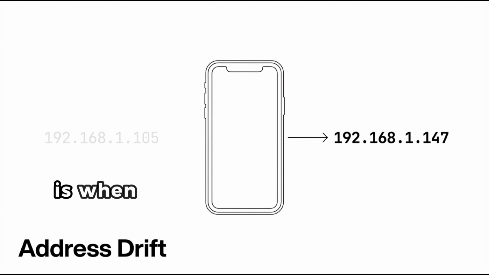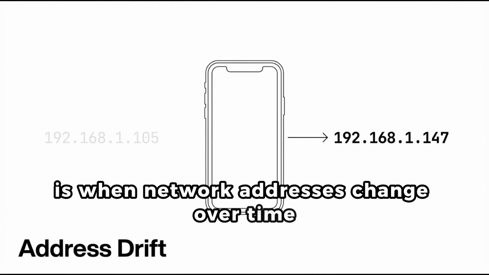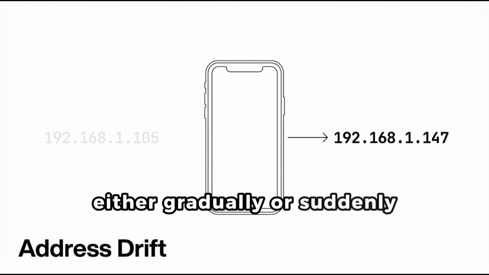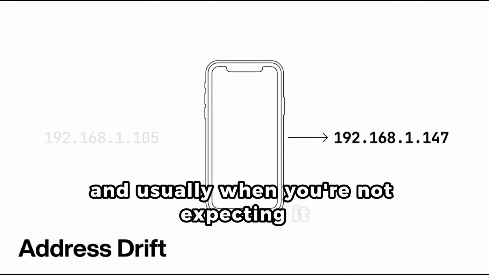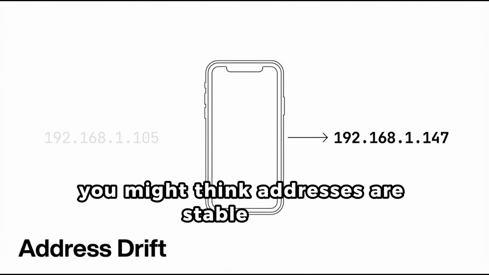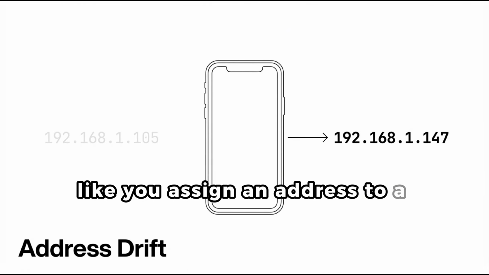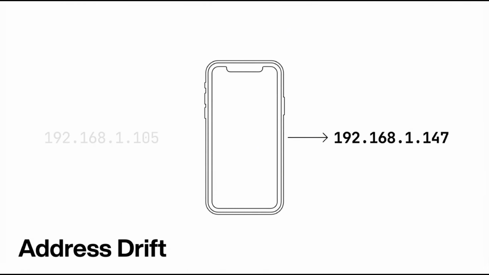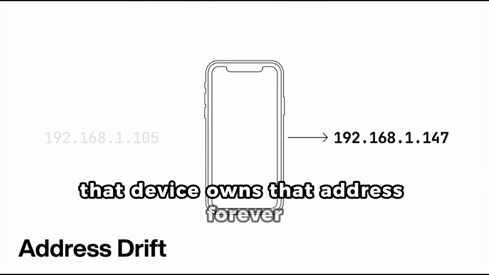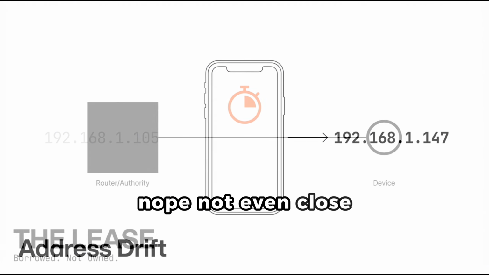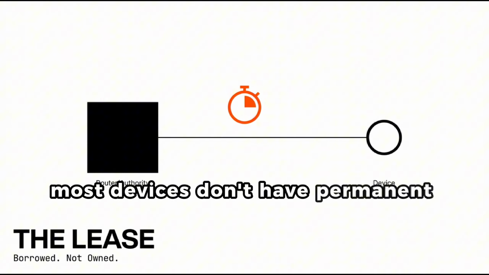Address drift is when network addresses change over time, either gradually or suddenly, and usually when you're not expecting it. You might think addresses are stable, right? Like you assign an address to a device and boom, done. That device owns that address forever. Nope, not even close. Most devices don't have permanent addresses.